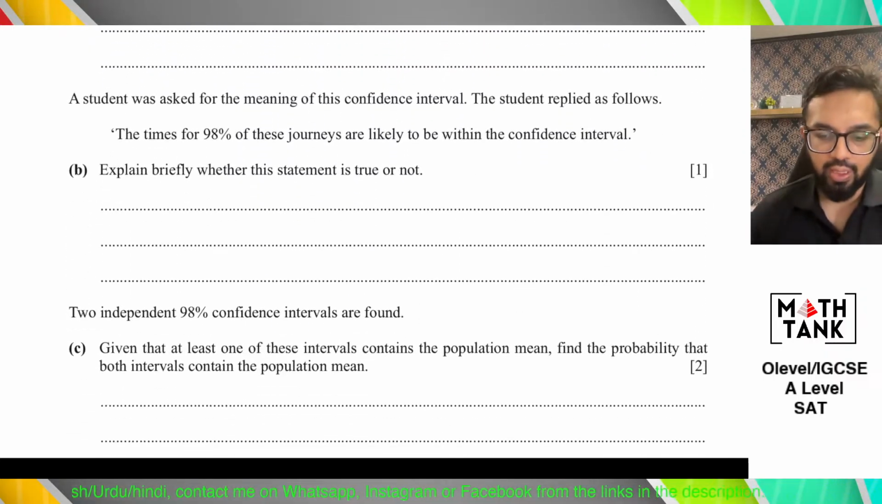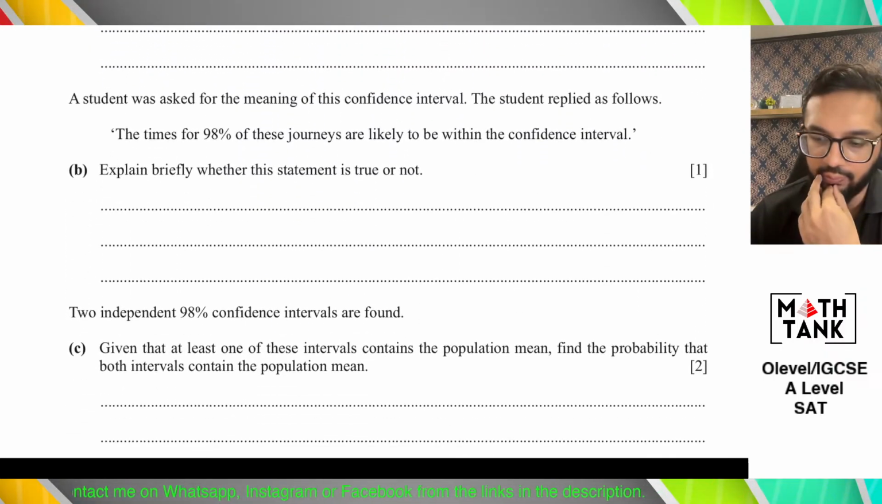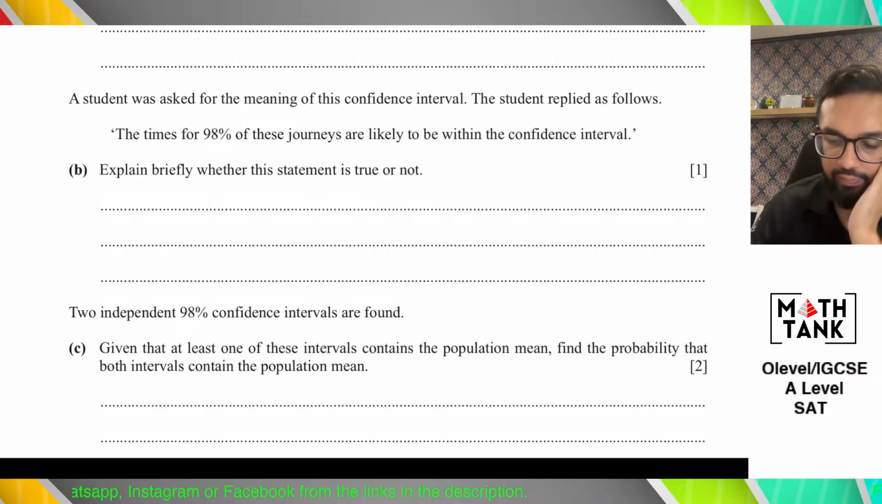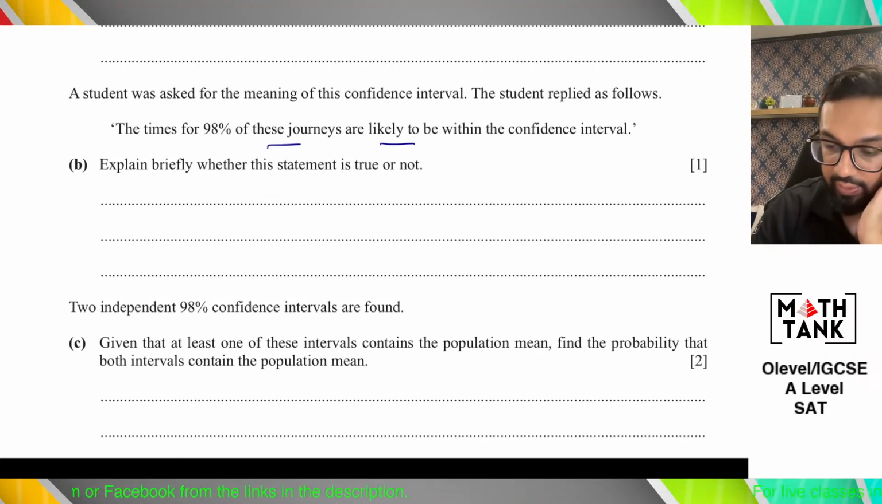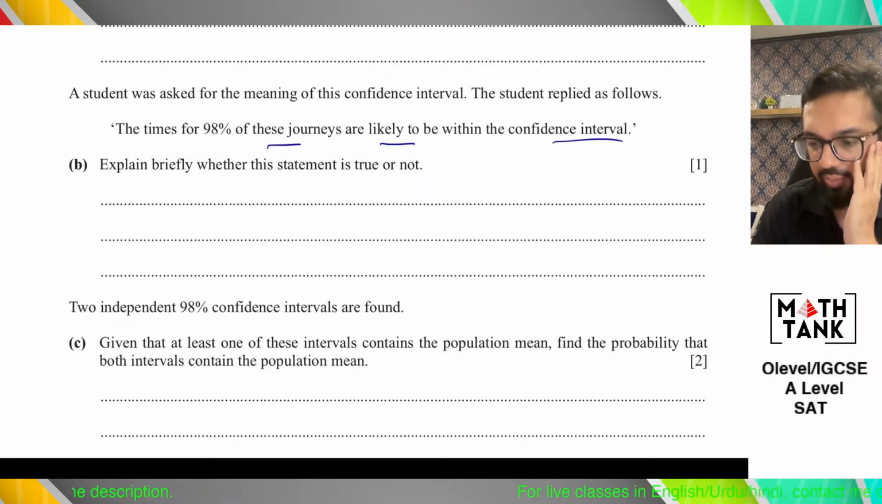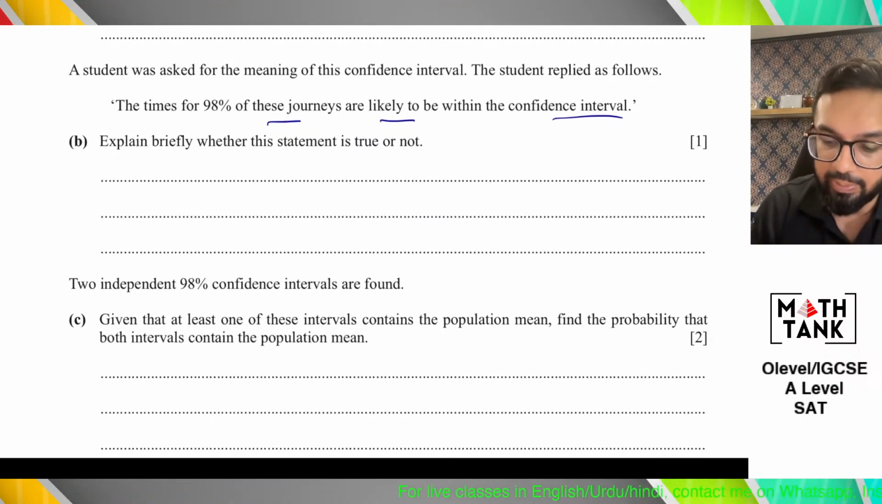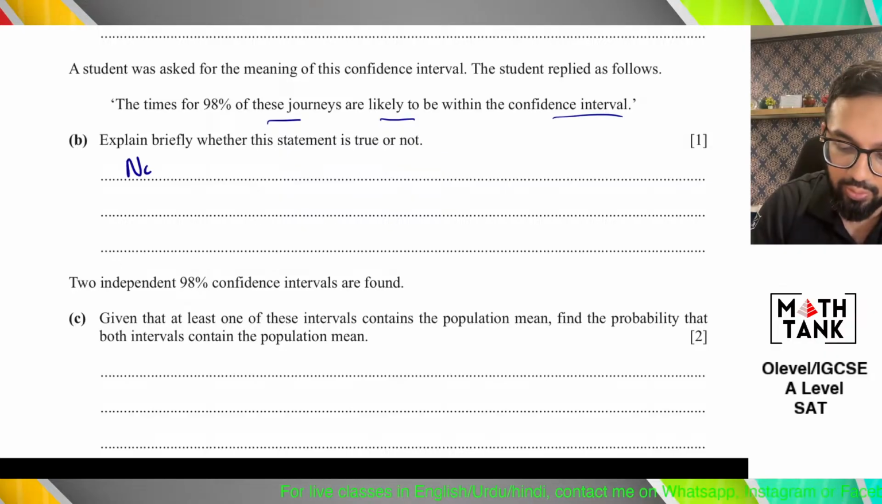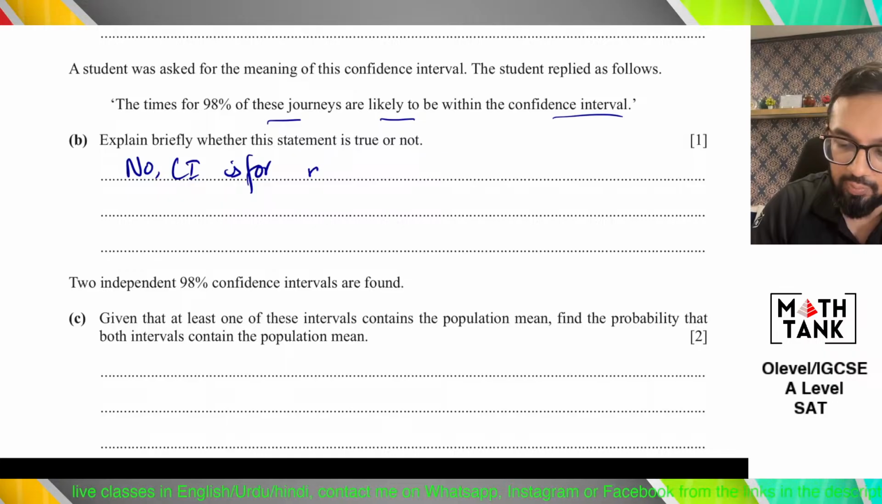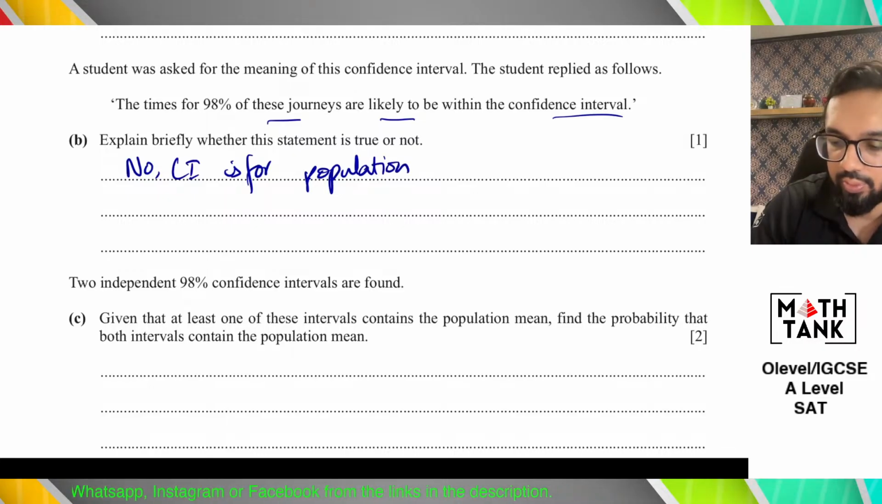Okay, a student was asked for the meaning of this confidence interval. The student replied as follows: the times for the intervals of 98% of these journeys are likely to be within this confidence interval. Explain whether the statement is true or not. No. A confidence interval is for the population mean, not individual values.